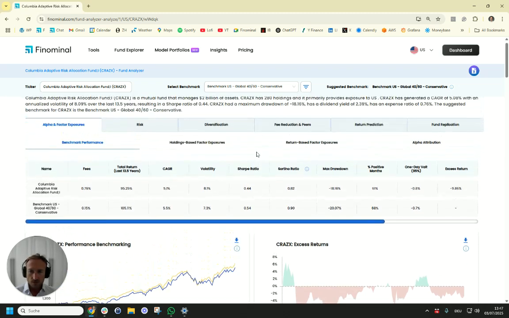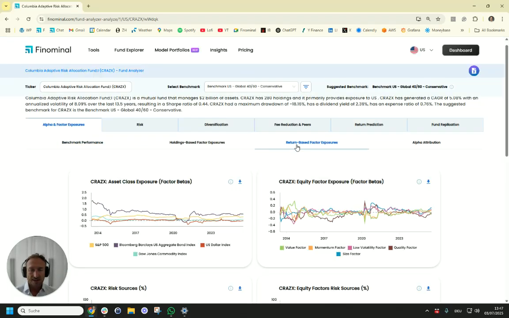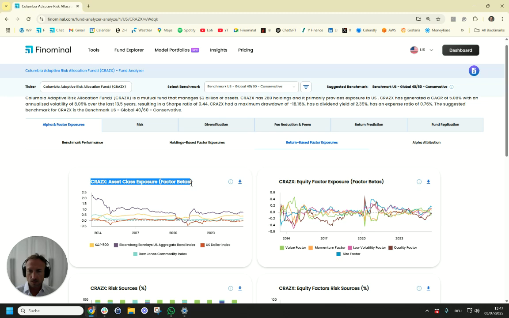Now, let's move on in terms of what we can learn about how Colombia allocated across time. And here we have a returns-based factor exposure analysis where we do see the factor betas to the major asset classes across time. Now we do see that there's been consistent positive exposure to the S&P 500. That beta is consistently positive. We do see the exposure to bonds was also consistently positive, more or less, but it shifted around. There's hardly any allocation to commodities.